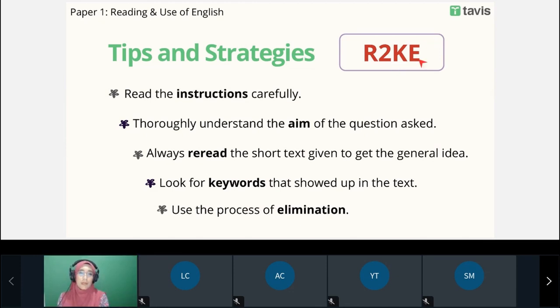It looks like rake. It looks like a plate number also, right? Okay, so I'll tell you that later.